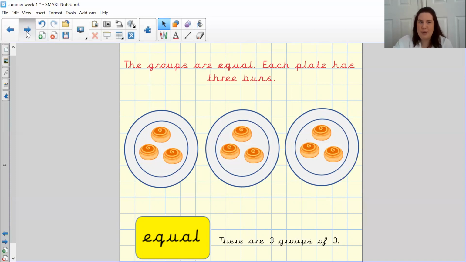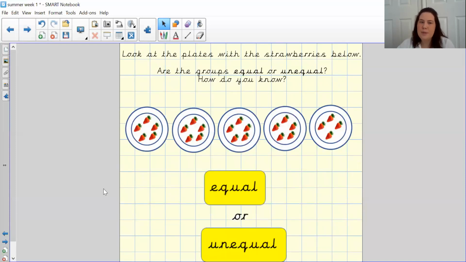Let's see if you can do this one by yourselves. So, are these equal or unequal? Whisper it quietly to your teddy. If you haven't worked out yet, please pause just so you can finish working it out. I'm going to move on to the next one to tell you what the answers are.